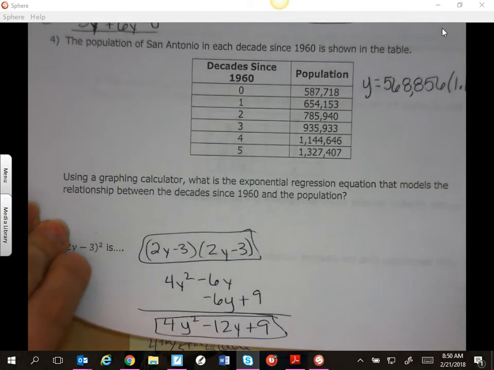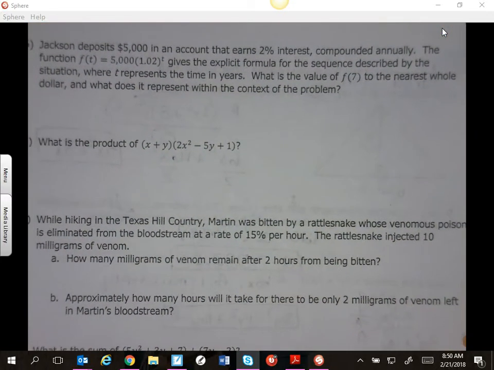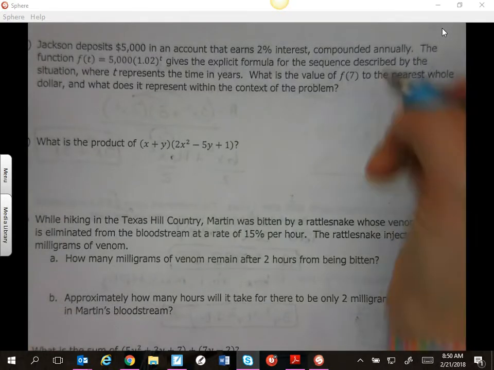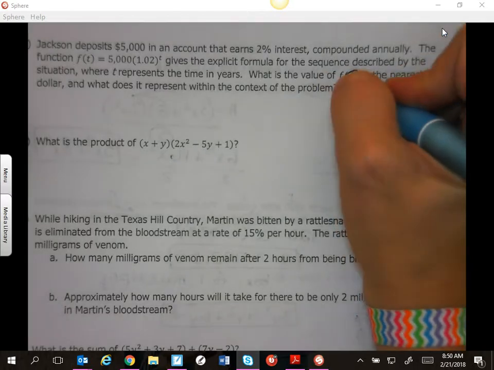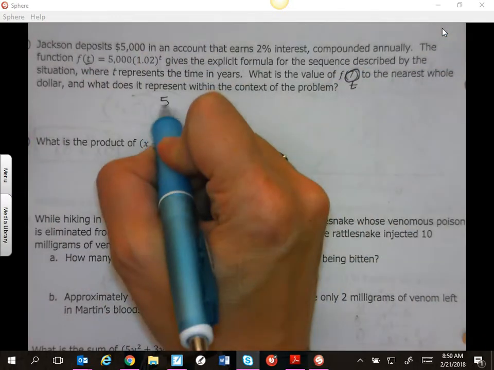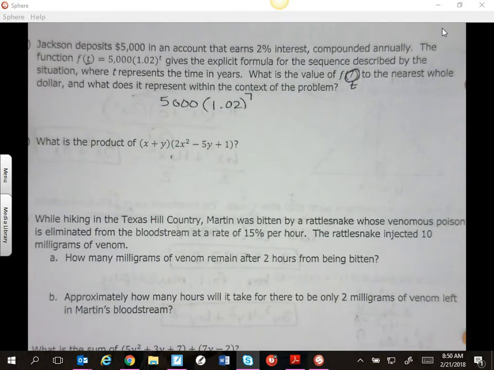Alright, next page says, okay, so there's another interest. $5,000 in the account, 2% interest compounded annually. There's the function, gives the explicit form of a sequence. What is the value of f of 7 to the nearest whole dollar? So you are going to have to put this 7 in place of t, because that's where it is. So we're going to say, and again, you can use your calculator, 1.02 to the 7th.